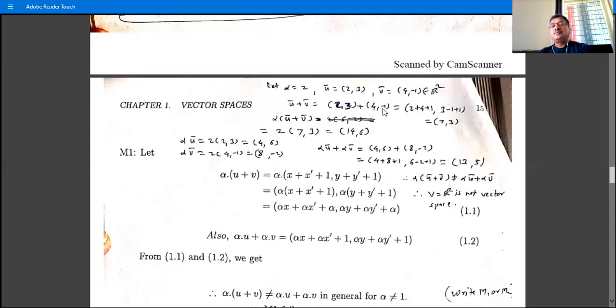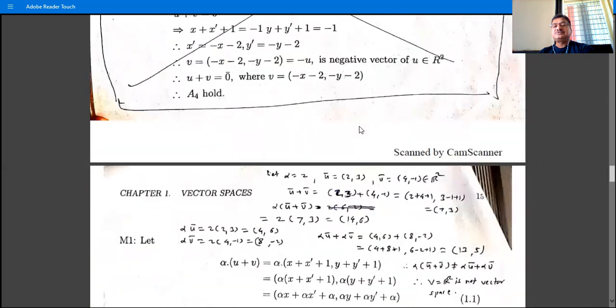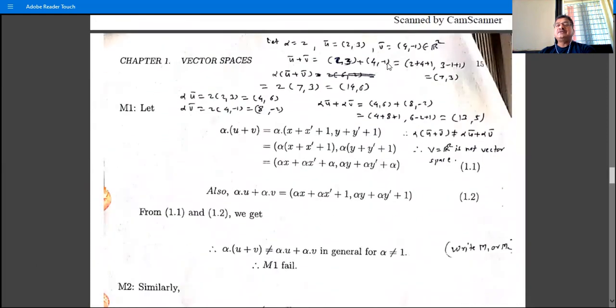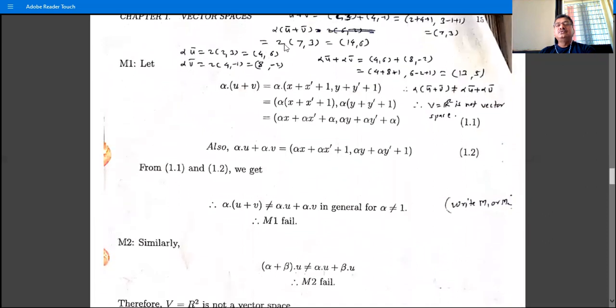(2, 3) plus (4, minus 1) is 2 plus 4 plus 1, by using this definition. Addition is by using this definition. What is the addition of (x, y) and (x dash, y dash)? It is x plus x dash plus 1, y plus y dash plus 1. So the addition of (2, 3) plus (4, minus 1) is 2 plus 4 plus 1, and 3 minus 1 plus 1. That is (7, 3). And what is alpha into, in bracket, u bar plus v bar? It is 2 times (7, 3), which is (14, 6), because by using this definition, alpha times (x, y) is (alpha x, alpha y). So this is the LHS.